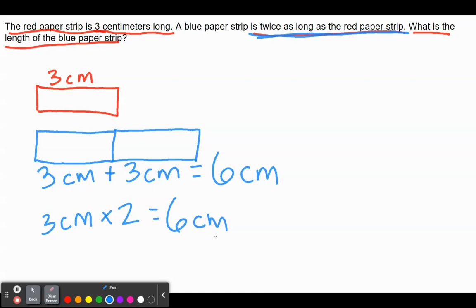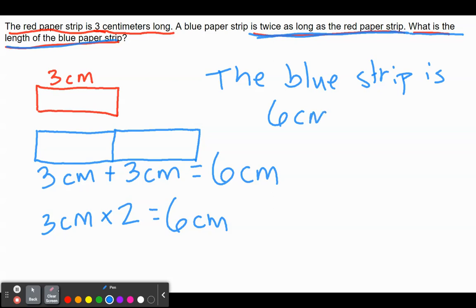So let's look back at our question. What is the length of the blue paper strip? So let's write this in a complete sentence. The blue strip is 6 centimeters long. There we go. All right, so we figured out how long the blue strip was.